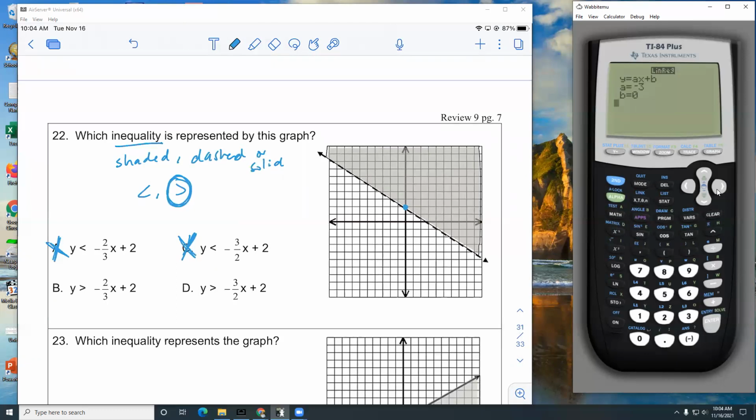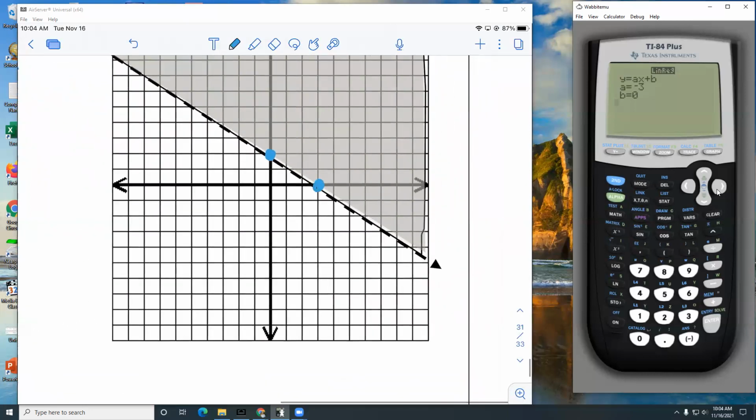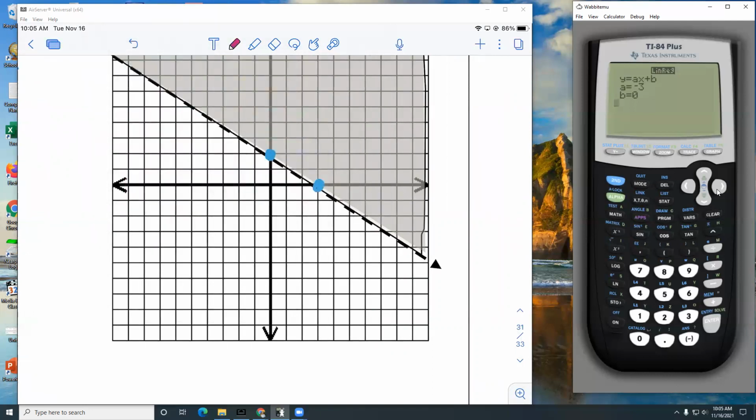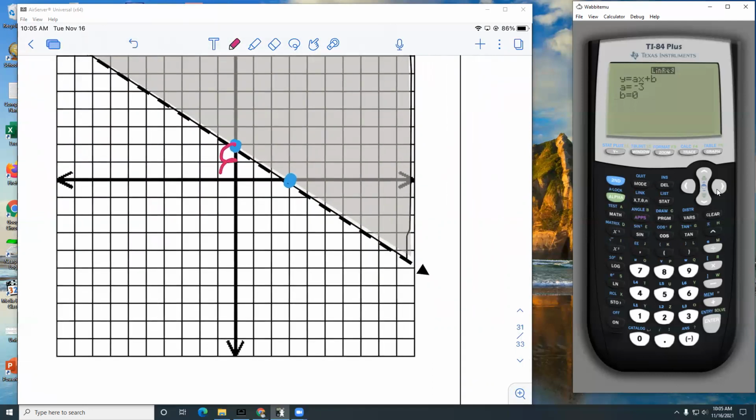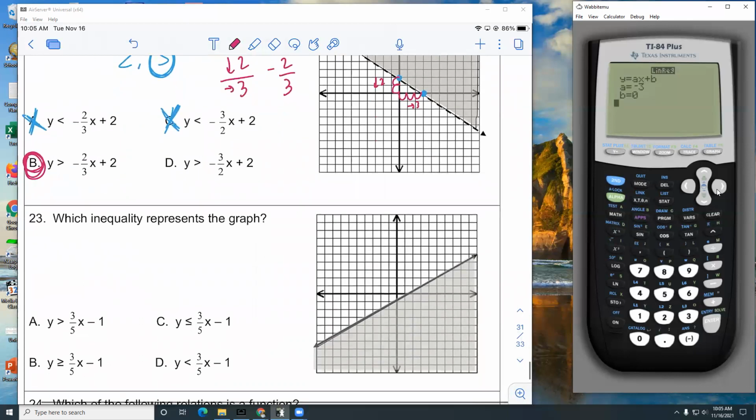All right, now let's figure out what my slope is. I'm going to use my y-intercept and my x-intercept. And let's do our rise over run. Now again, I have to read from left to right. So it looks like I have to go down 2 and then over 1, 2, 3. So I went down 2 and right 3. So that's going to be -2/3, which is answer choice B. Good test taking strategies there.